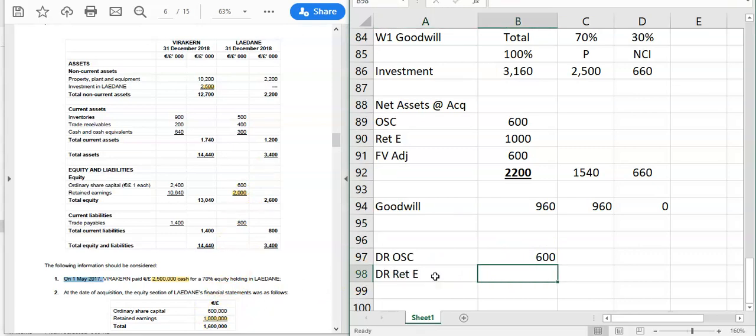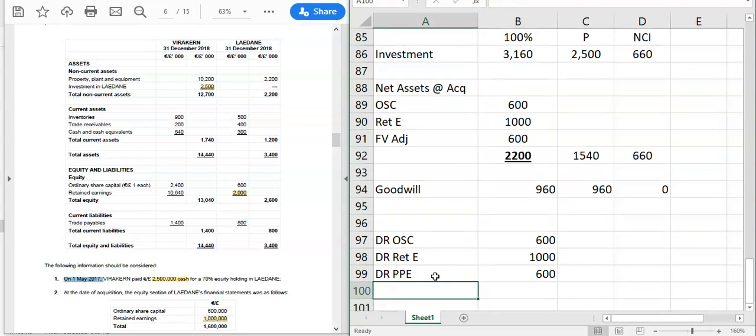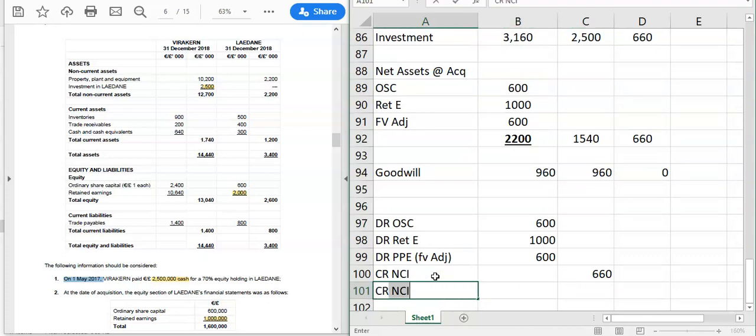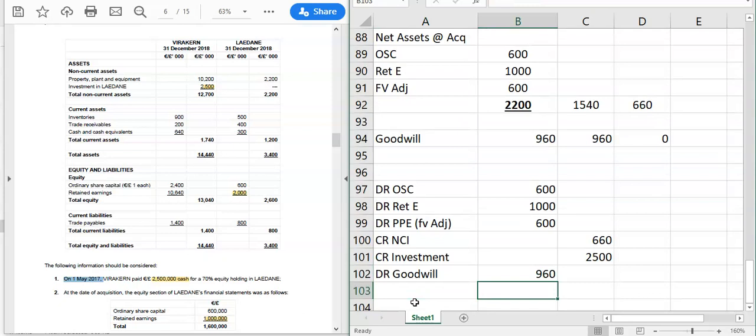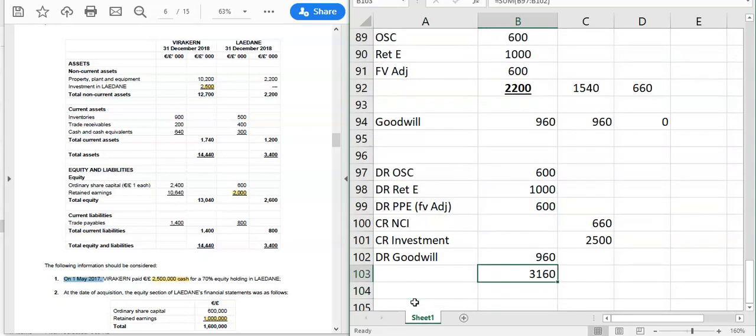You debit retained earnings, 1 million. You debit PP, 600,000. That is increasing the property, plant and equipment, the fair value adjustment. So I put in brackets there, fair value adjustment. You will credit NCI, creating an NCI 660. You will credit the investment. That 2.5 million, which is an asset in the parent's accounts, should be removed. And the balancing figure that should be debit goodwill to create a goodwill asset, 960. And just to double check, all our debits sum to 3160, all our credits sum to 3160.